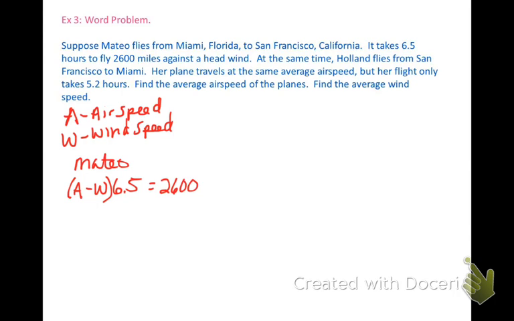Right. Then at the same time, Holland flies from San Francisco to Miami. So she's going the opposite direction as Mateo. And her plane travels at an average airspeed, but her flight only takes 5.2 hours. So they're going the same speed, but hers takes only 5.2. So what's going on here? So she's going with the airspeed. So Holland's has air plus wind with her. So it's 5.2 equals 2,600.